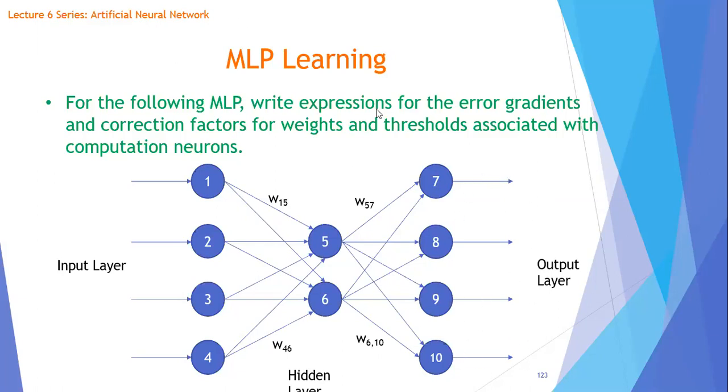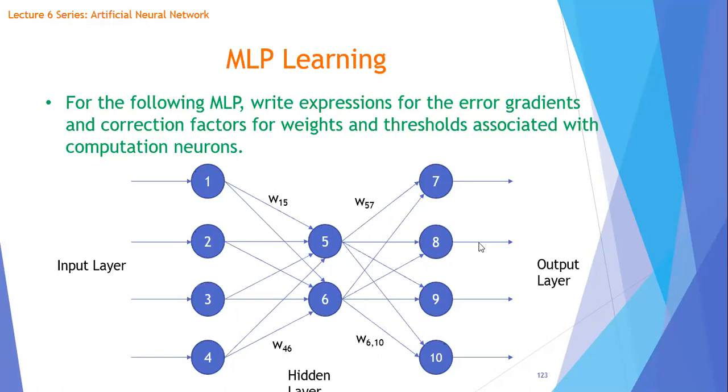Okay, so I'm inviting you to write all these expressions for error gradients, correction factors, and so on. This is what I'm reciting now, but you give it a try. Now, once you're able to find delta 7, delta 8, delta 9, delta 10, the next step, immediately, you can correct for all these weights and threshold that are linked to this neuron. So you can work out delta W57, delta W67, based on the equation we've seen earlier, and you can also correct for delta theta 7.